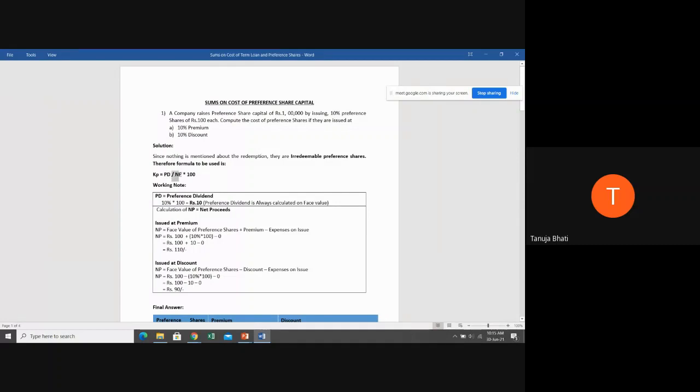Next, net proceeds. Can anyone tell me, if the preference shares are issued at premium, what is going to be the net proceeds? Face value plus premium minus expenses on issue of preferential capital. Very good. Now, are there any expenses on issue given in the problem? No, ma'am. Okay, so we take it as 0. Now, for 10% discount, what is going to be the NP?